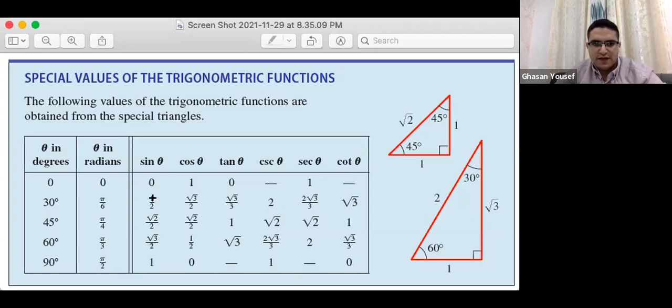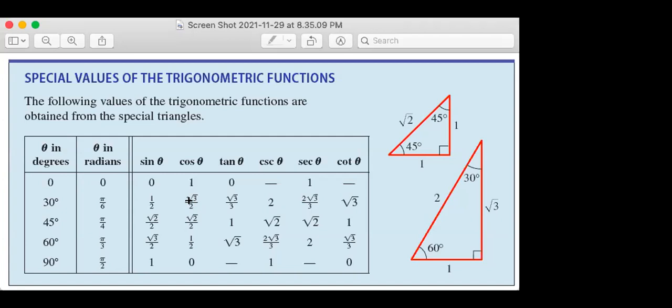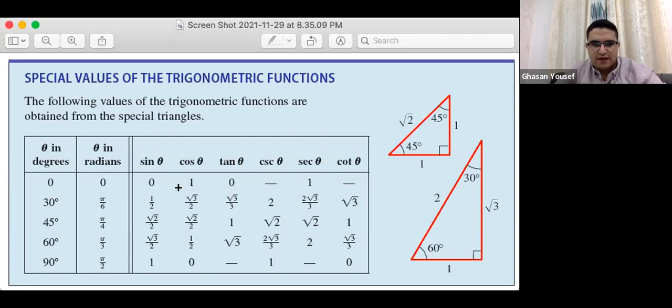Okay? So here the sine for 30 is 1/2. You're supposed to remember this. Also the cosine for 30 is the square root of 3 over 2. And the tan is sine over cosine, which is the square root of 3 over 3, or you can say 1 over the square root of 3. The same for cosecant, it's the reciprocal of sine. Secant is the reciprocal of cosine. The cotan is the reciprocal of tan.